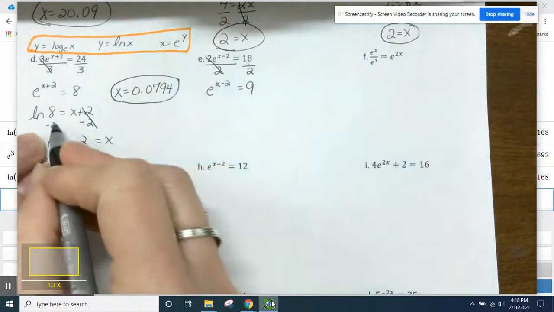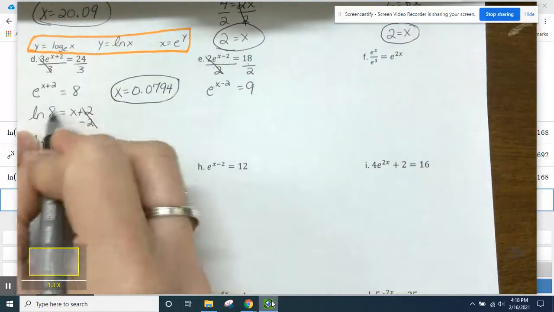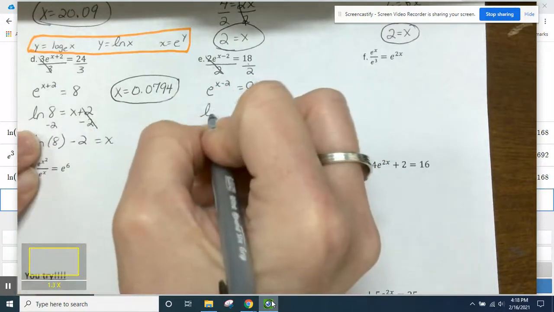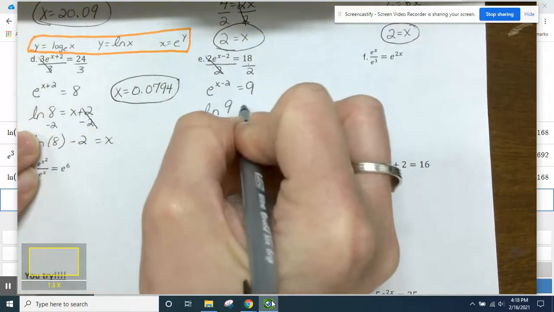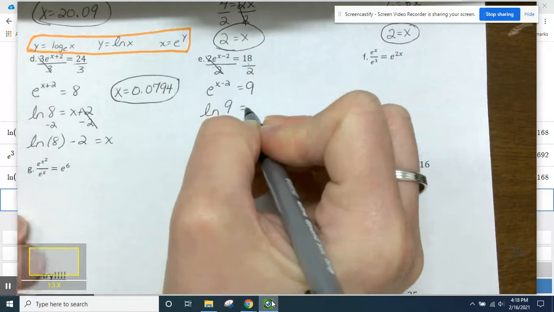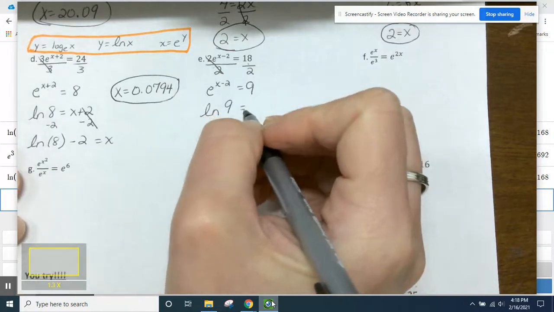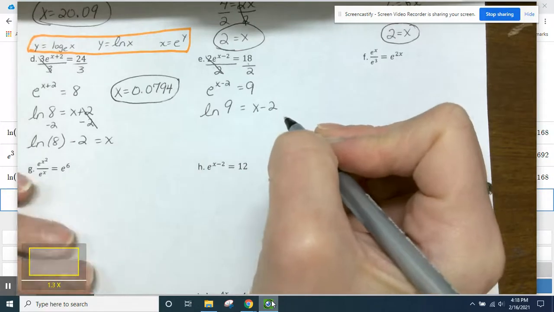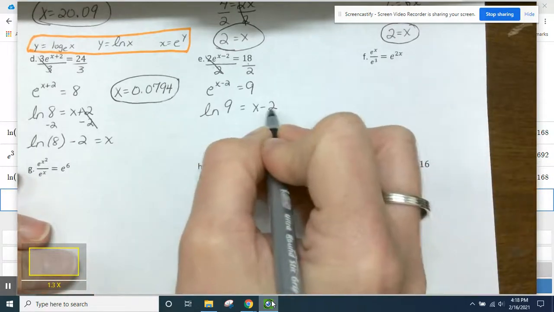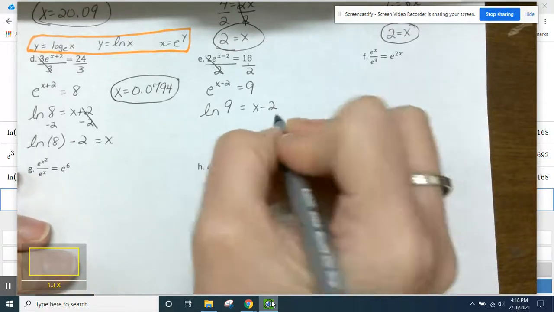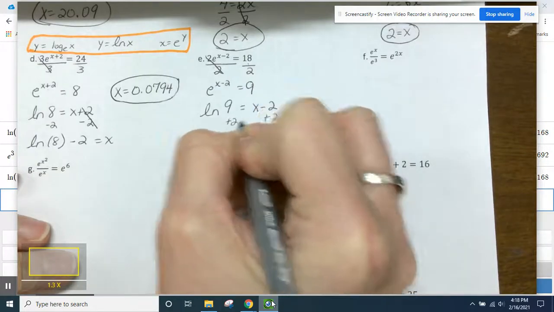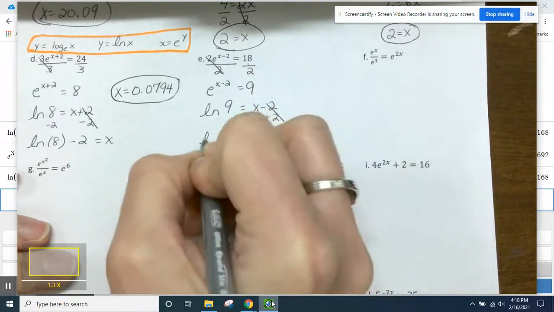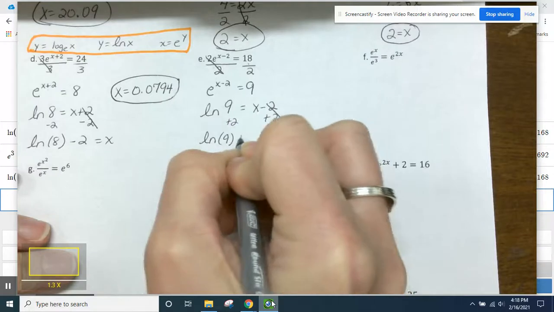Okay, now we can take the natural log. We're doing very similar to what we did in this problem. So the natural log of 9 equals x minus 2. Okay, now we can't have this minus 2 out here anymore, so we're going to add 2 because we want to solve for x. All right, again, this is natural log of 9 plus 2.